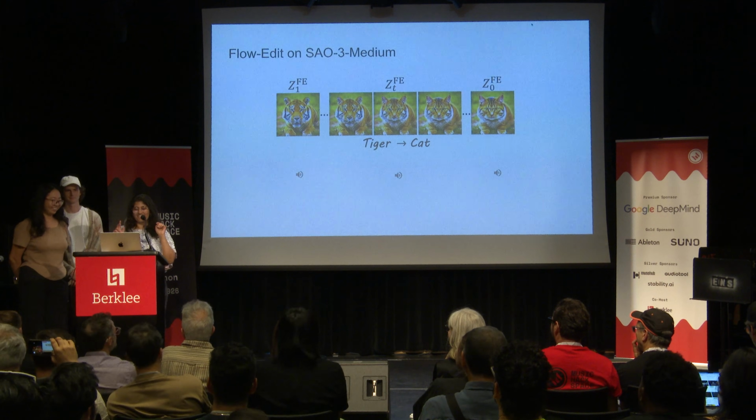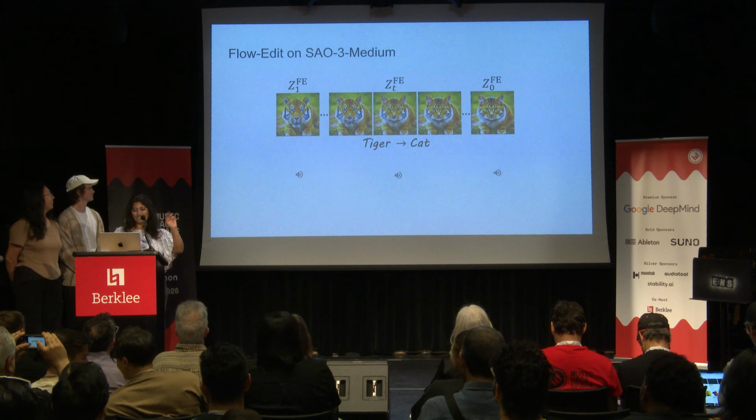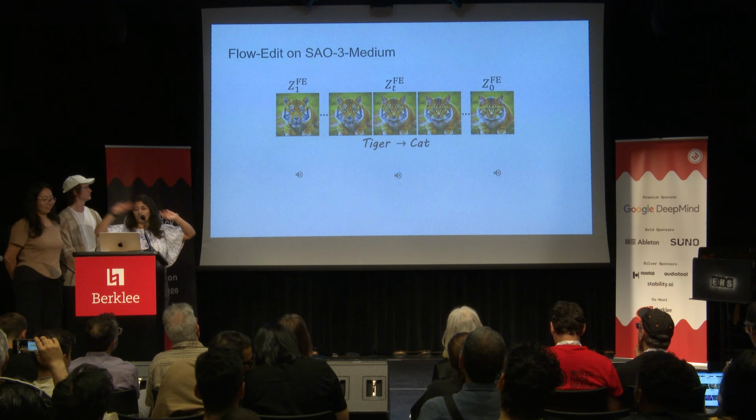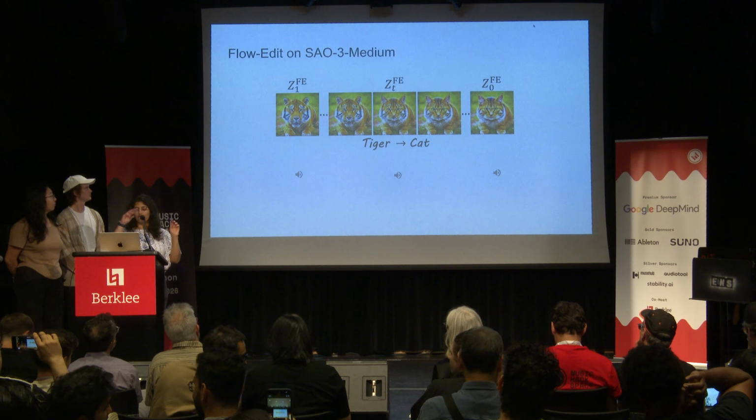So with FlowEdit, you start with a source image. You have a target prompt. So you start with the tiger, you have cat, and you get a cat image. And the nice thing about this method is you can look at all the intermediate morphs from tiger to cat.